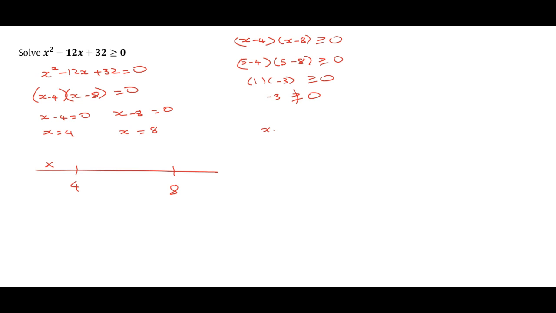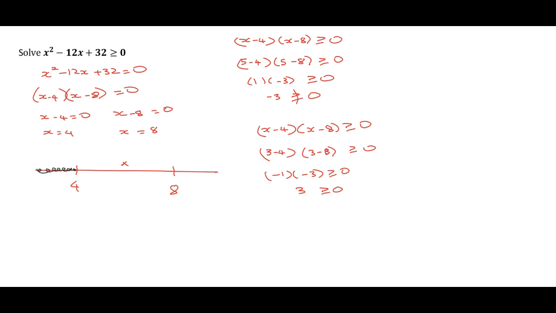Now let's try another one. x minus 4, x minus 8, greater than or equal to 0. Actually, that is for this region. We haven't addressed this region yet. So we're going to use 3 for that region. 3 minus 4, 3 minus 8 greater than or equal to 0, negative 1, negative 3 greater than or equal to 0, 3 is greater than or equal to 0, so this region is going to work.